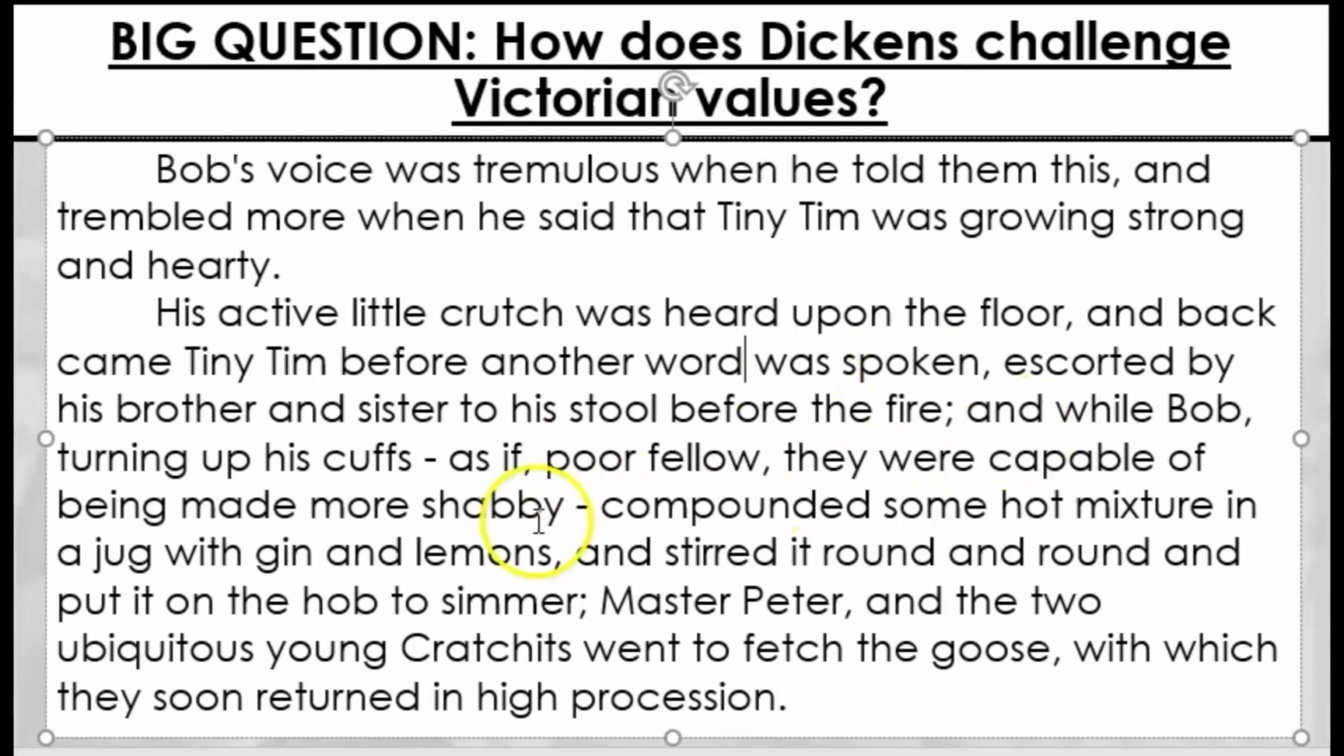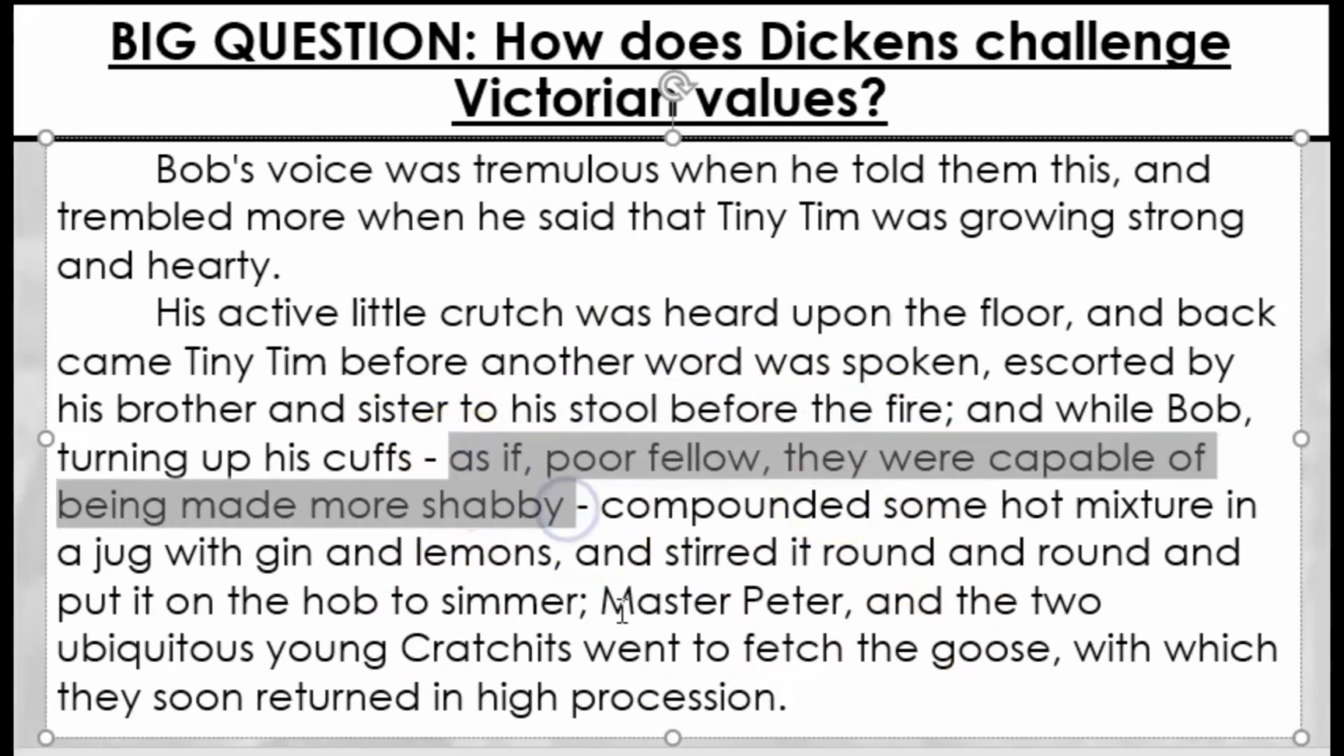And then, of course, we get a continuation of the energy and the activity in the house. We get some more lovely indirect free speech with this lovely embedded clause of the narrator stepping in and pointing out just how poor Bob's clothing is. It's as if, poor fellow, they were capable of being made more shabby. So Bob's turned up the sleeves of his shirt to try and stop them getting dirty or grubby or more worn out as he's preparing the food. But the reality, as the narrator's pointing out, is that the clothes are beyond getting any more poor and shabby because he's so poor. But nevertheless, he's trying to put on a good show of being considerate about his clothing. So he's a good man.